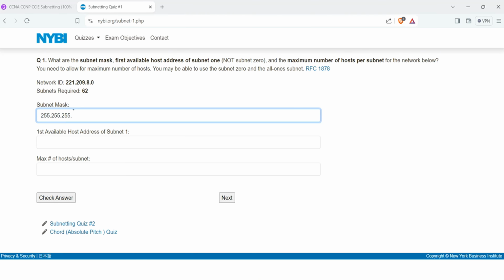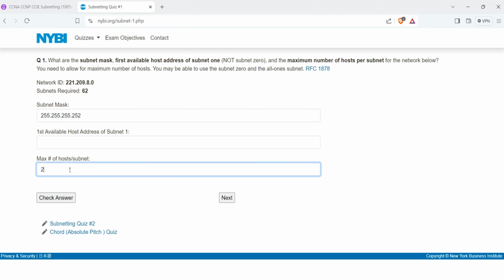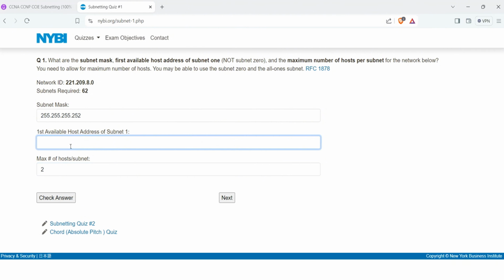2 to the 6 is 64. So 6 bits, which is 252. Okay, I borrowed 6 bits. This is similar to the previous one. 2 bits are left, so I get 2 hosts per network. 2 to the 2 is 4, minus 2 is 2 hosts.